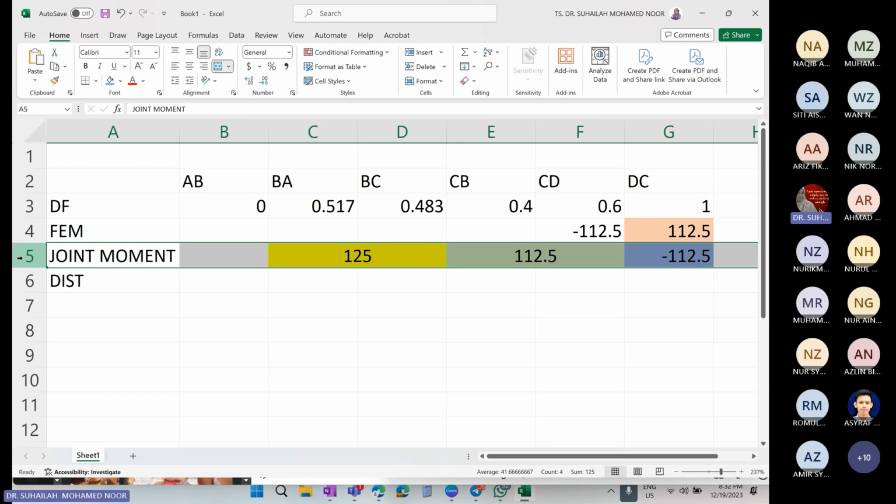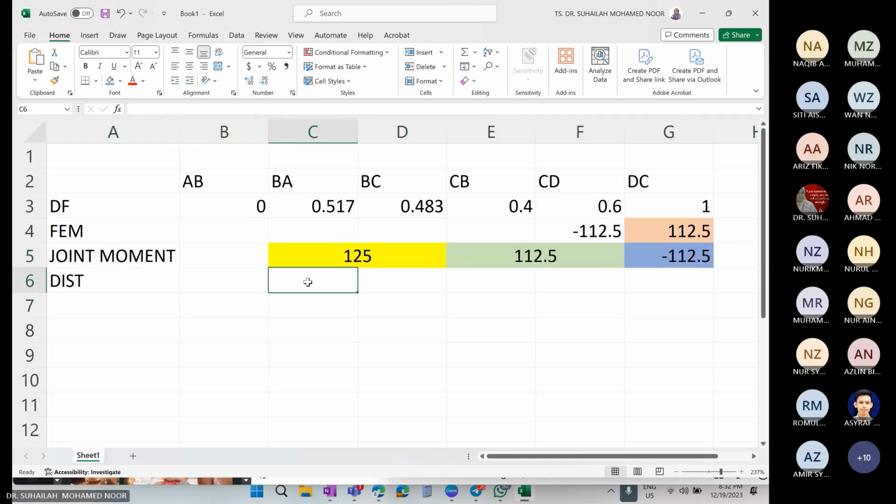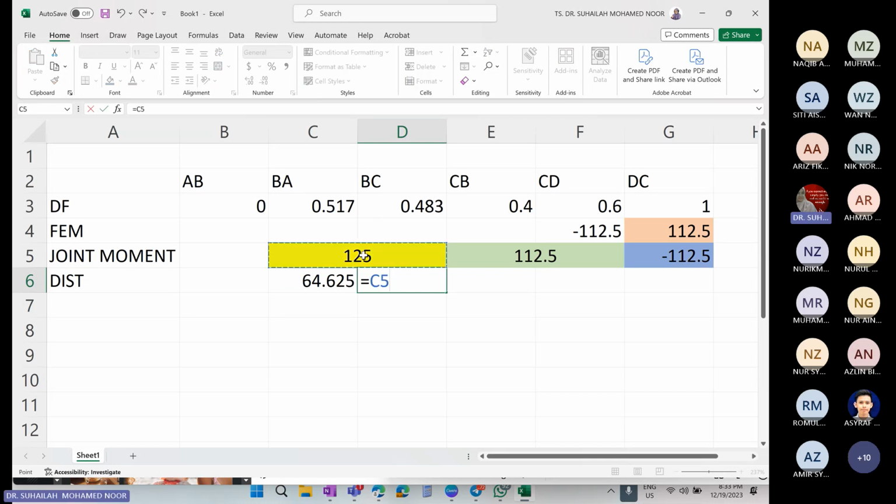The process is: joint moment times distribution factor. Joint moment times distribution factor. This is 0. Okay, for BA, it is joint moment times distribution factor. It is 64.625 because it is already the joint moment. Joint moment times distribution factor.